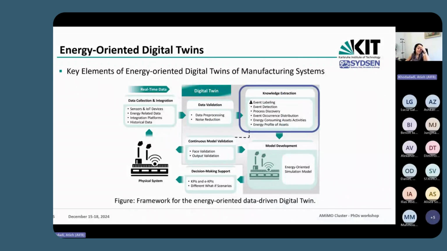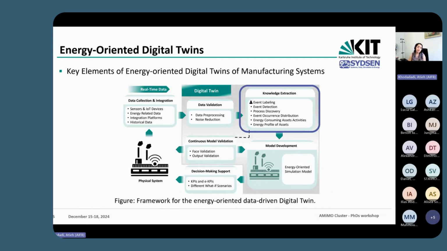In the next stage, we do event labeling. We detect which label belongs to the events generated from the system. And then we do the knowledge extraction. We use machine learning techniques for the detection of events and process discovery, such as clustering and classification. These methods help us to identify and analyze the patterns and behavior of the data.